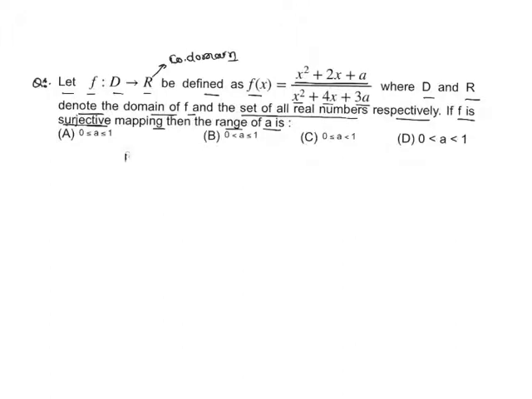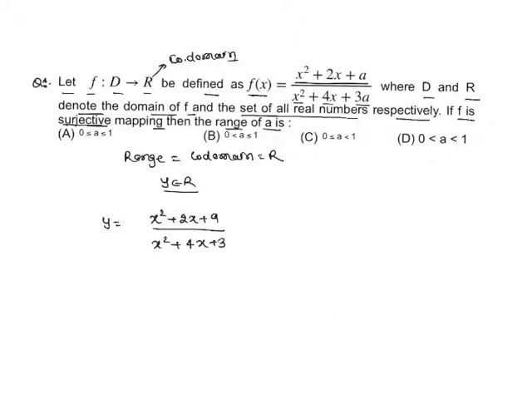Surjective means what? Range should be equal to the codomain, and that means R. So y should belong to R. To find the range, what will we use? y equals x square plus 2x plus a divided by x square plus 4x plus 3a. We'll cross multiply: yx square plus 4yx plus 3ay equals x square plus 2x plus a.